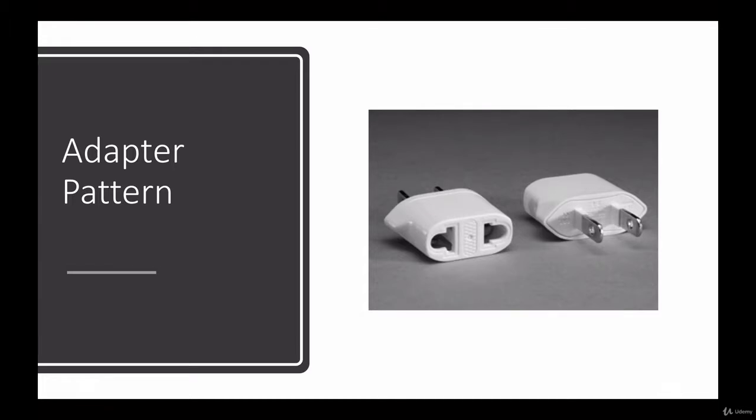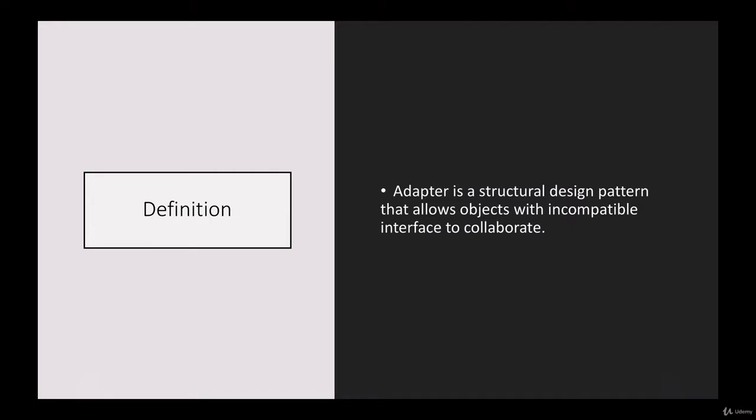pattern. So starting off with the adapter pattern, let's take a look at what is adapter pattern, what is the problem it's trying to solve. We'll also take a UML diagram of adapter pattern as discussed, and we'll take a look at the coding example. So let's get started. Well, adapter is a structural design pattern that allows objects with incompatible interfaces to collaborate.